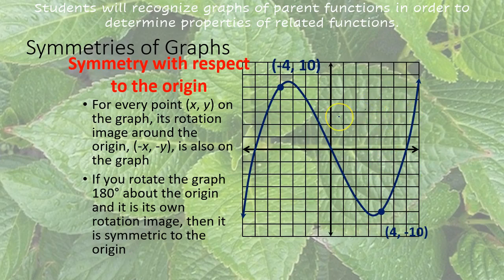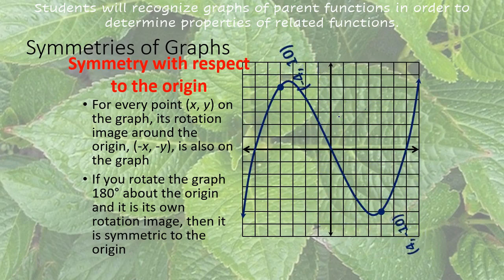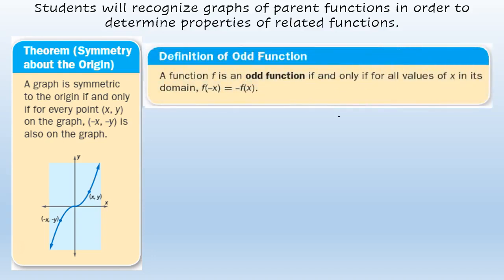So you can see, if we switch this, it rotated 180 degrees. We have those corresponding points. We talked about what it meant to be odd. And in an odd function, f of x is our function. f of negative x has to equal the opposite of f of x.